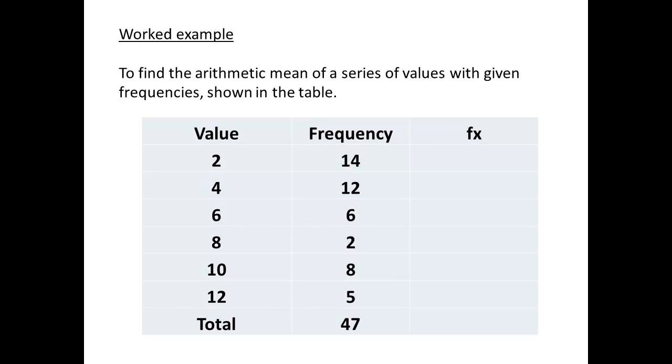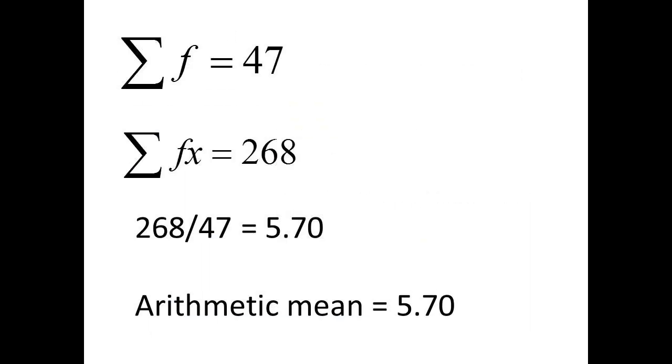The table shows the frequencies of 6 different values. The total of the frequencies is 47, which must be the total items. The first thing we need to do is calculate the values of fx for each of the values. Then we sum these to get the total sum of the values. We have sigma f equals 47, the total for the frequencies, and sigma fx equals 268, the total of all the values. X bar will be 268 divided by 47, which equals 5.70. The arithmetic mean is 5.70.